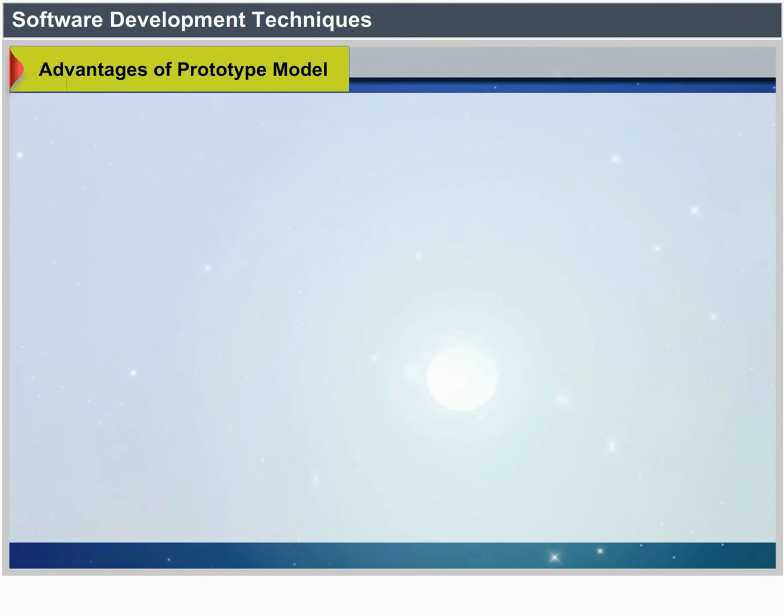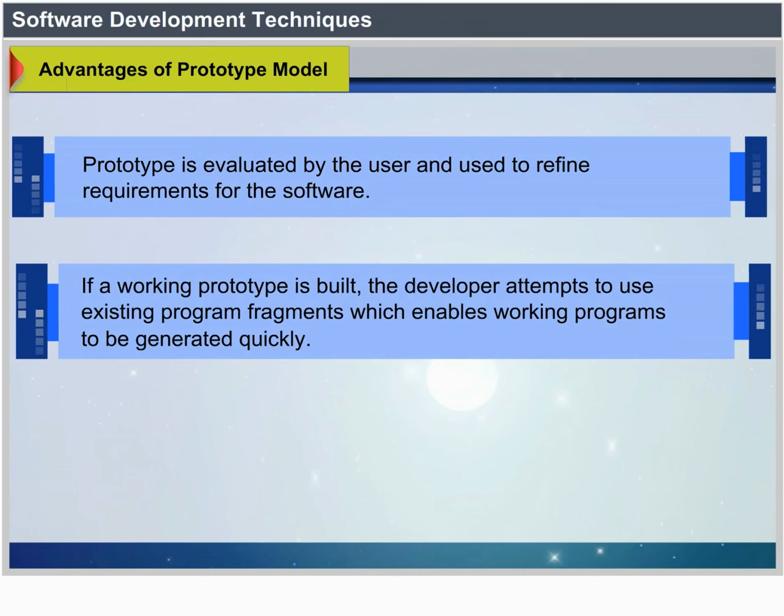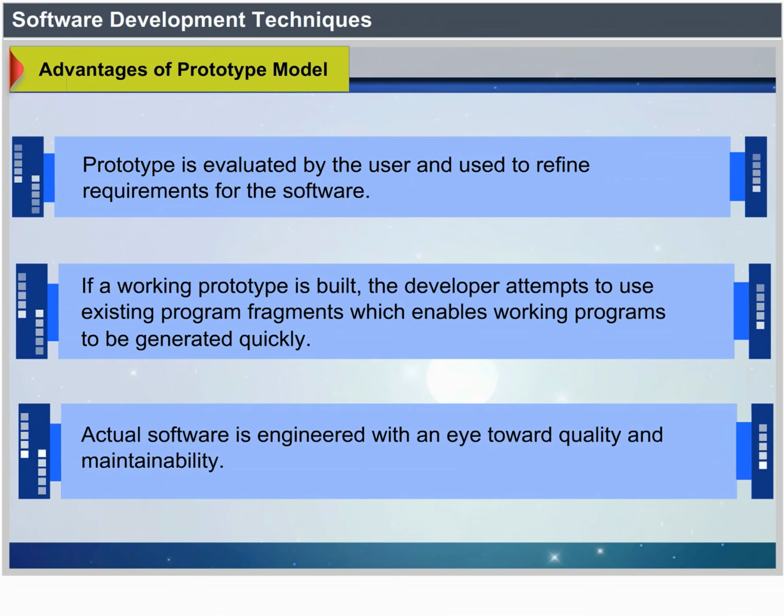Advantages of prototype model. Prototype is evaluated by the user and used to refine requirements of the software. If a working prototype is built, the developer attempts to use existing program fragments that enable working programs to be generated quickly. Actual software is engineered with an eye toward quality and maintainability.